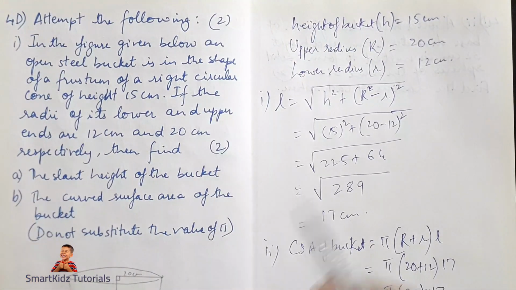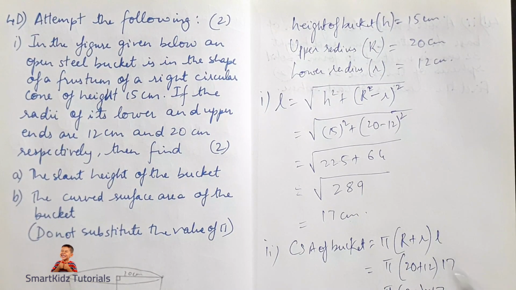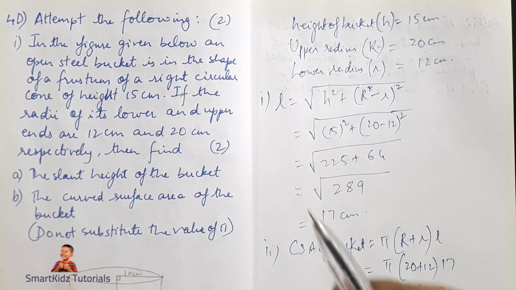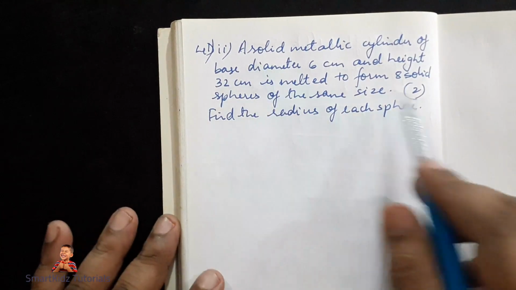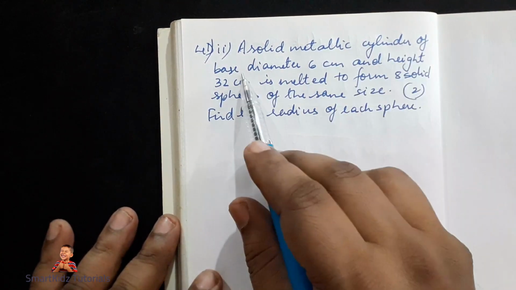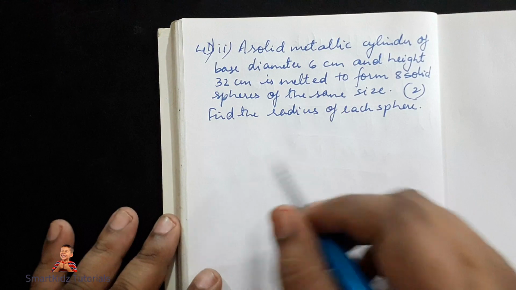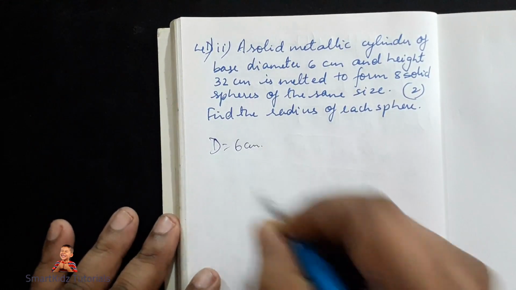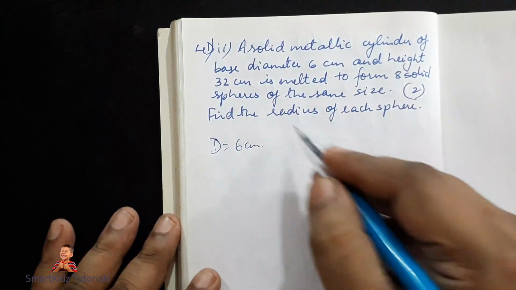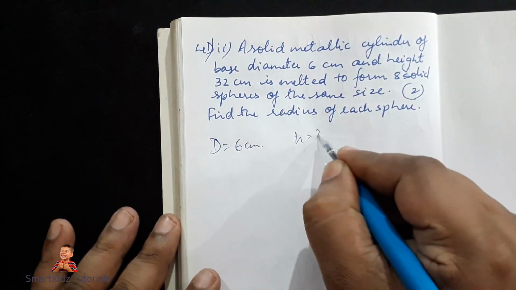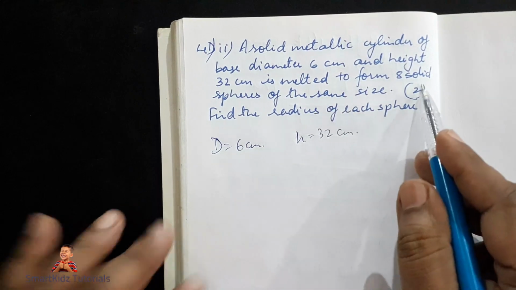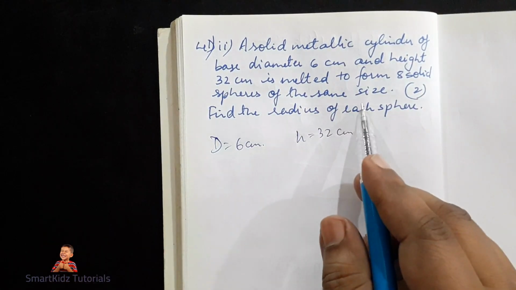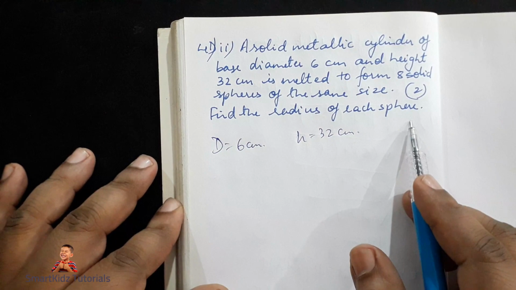Okay, so we move to the next question, the last question of the paper, the second part of 4D. 4D2, for 2 marks: a solid metallic cylinder of base diameter 6 centimeters and height 32 centimeters is melted to form 8 solid spheres of the same size. Find the radius of each sphere.